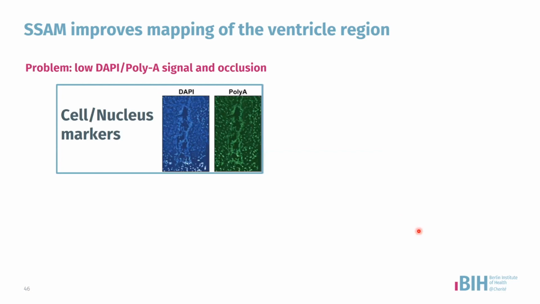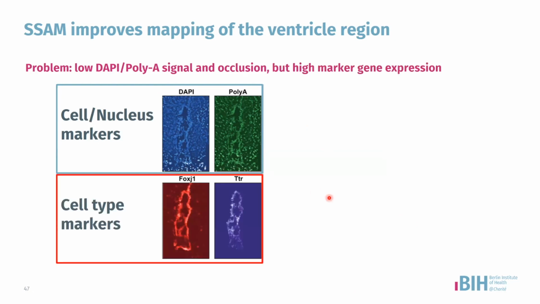Looking in closely at this region, we actually find that the original publication wasn't able to reconstruct this very well because of low DAPI and low poly A signal in this region. So this really meant that they weren't able to segment the region so well. You can see that the poly A signal is quite low, and so is the DAPI, especially if you compare it to just underneath the ventricle.